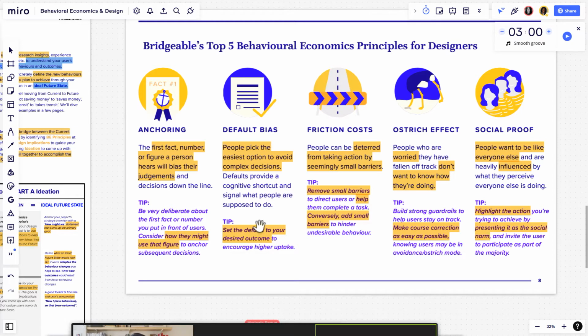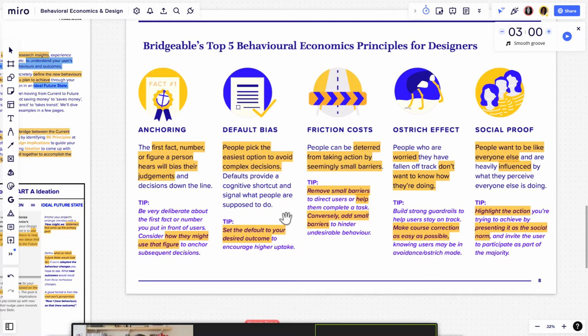Then we have default bias. People pick the easiest option to avoid complex decisions. So defaults are very tricky ones. Sometimes, for example, when we do the onboarding in a mobile app, we need to insert a language, a location, time. So to ease the process for users, for example, we can set defaults that we know our users are from.